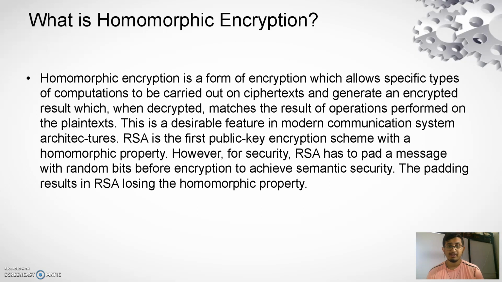Now, as you can see in this paragraph, I'll read from the fifth line. RSA is the first public key encryption scheme with a homomorphic property. However, for security, RSA has to pad the message with random bits before encryption to achieve semantic security. The padding results in RSA losing the homomorphic property. So that is why Paillier comes into the picture and becomes a very important algorithm, because it has a homomorphic property whereas RSA does not.